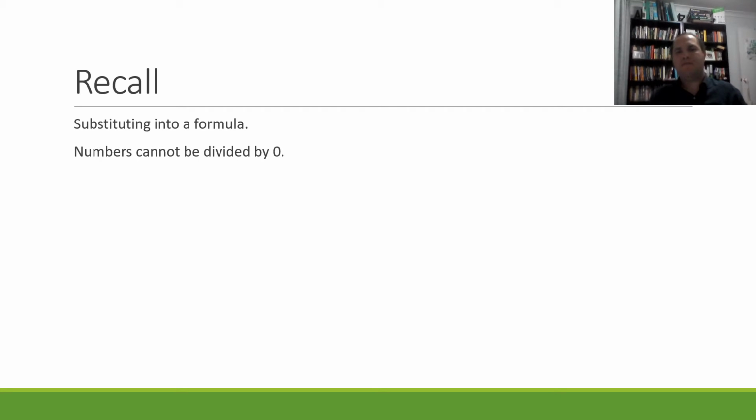Right, so a few things we have to recall how to do. We have to remember how to substitute into a formula. That will help us get some points for our hyperbola. Another thing to recall is that numbers cannot be divided by 0. They are undefined if we try to divide by 0.